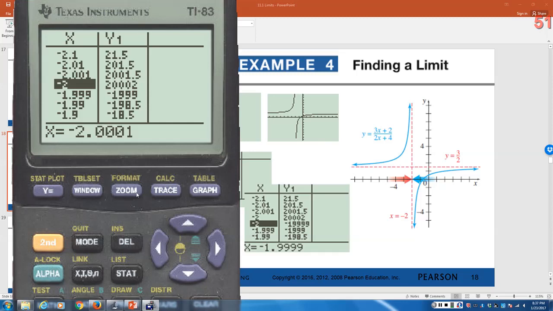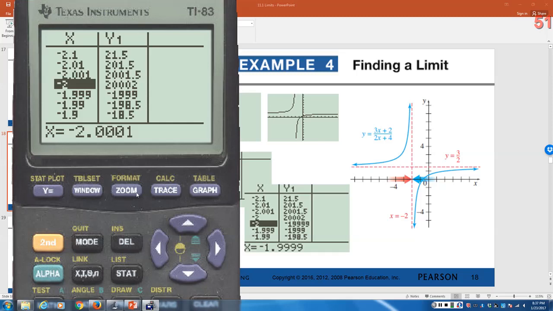What's happening to my y values? Are they converging to a number? No. If I come in from the left, I'm going to infinity. And if I come at it from the right, I'm going to negative infinity. Does infinity equal negative infinity? No. So does the limit exist at x equals negative 2? No.